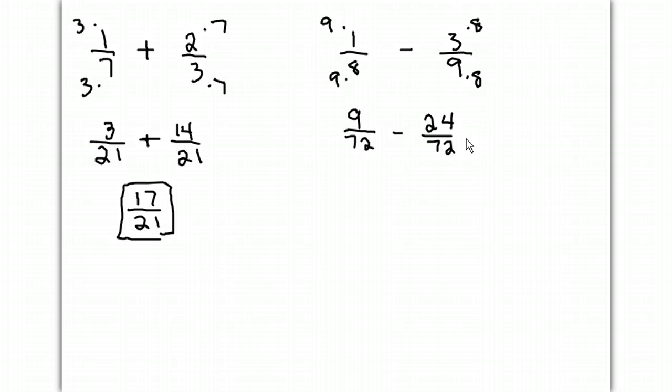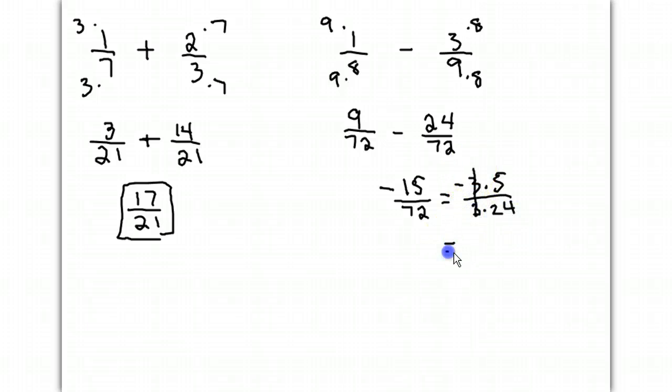And now that the bottoms are the same, you have to subtract 9 and 24, and that will actually give me a negative 15 over 72. And you always want to find out if the fraction can be reduced. So 15 can also be written as a negative 3 times 5. 72 can be written as 3 times 24. So the 3's will cancel. And so what I will end up with is a negative 5 over 24 reduced.